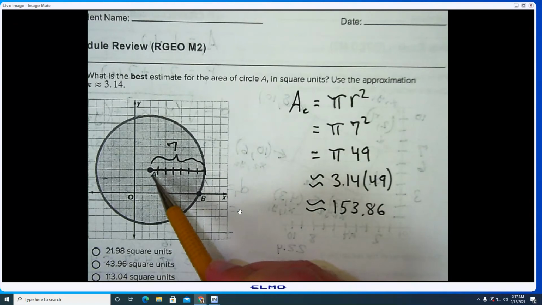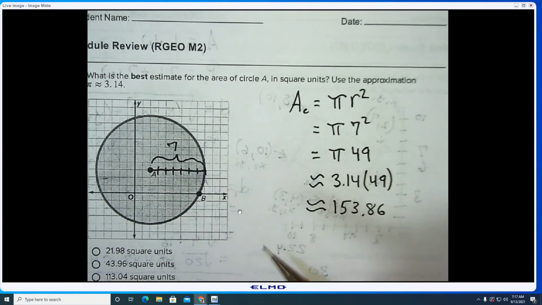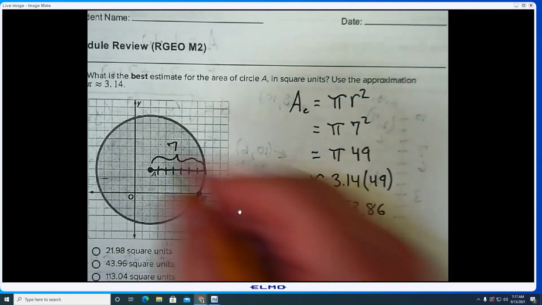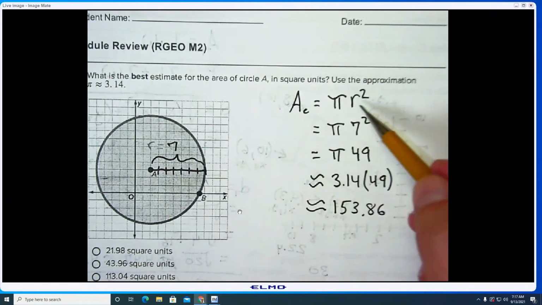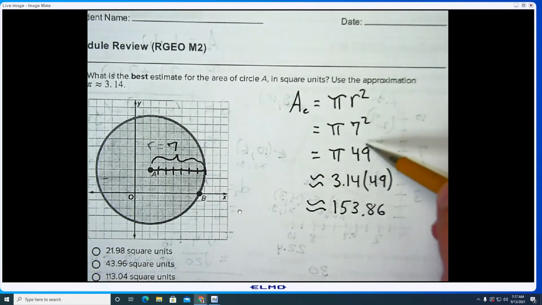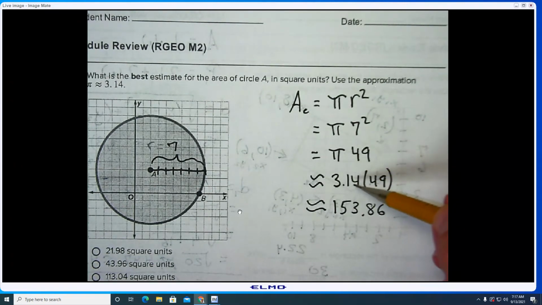So we have to count how many units we see from the center to the edge. So I counted. We got 7. That tells us our radius. So this is our radius. From the center to the outside is 7. I plug that in. Exponents go first. Then as soon as you're done with all the math that you can do, then you plug in their estimate. Their estimate's 3.14 times 49, and I got 153.86. Matches exactly.